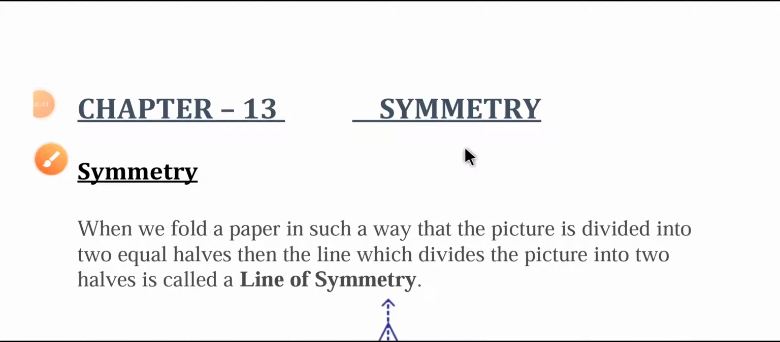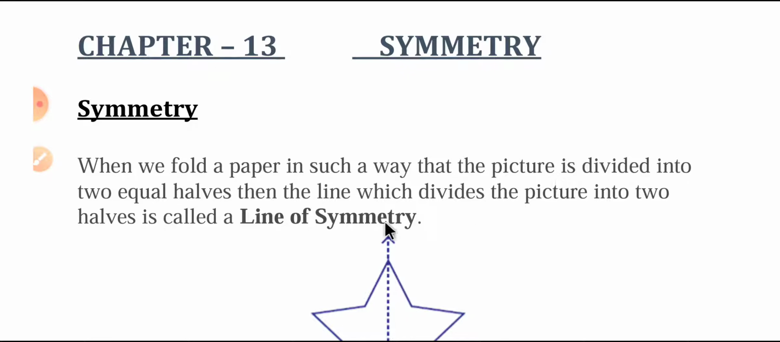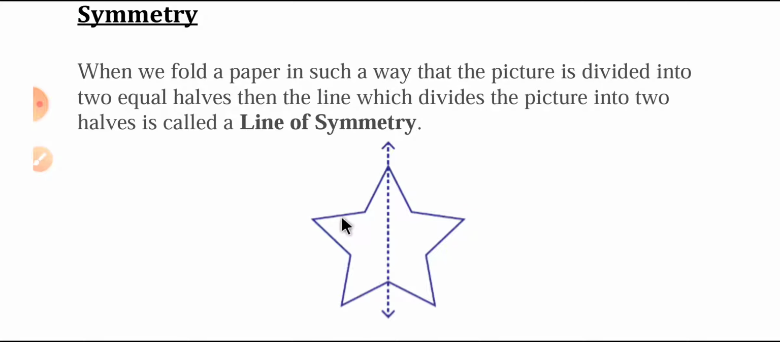Today we'll see our new chapter, that is chapter 13, Symmetry. Then we'll see what is symmetry. So when we fold a paper in such a way that the picture is divided into two equal halves, then the line which divides the picture into two halves is called the line of symmetry. Symmetry means the two equal parts are equal in shape and size in every aspect.